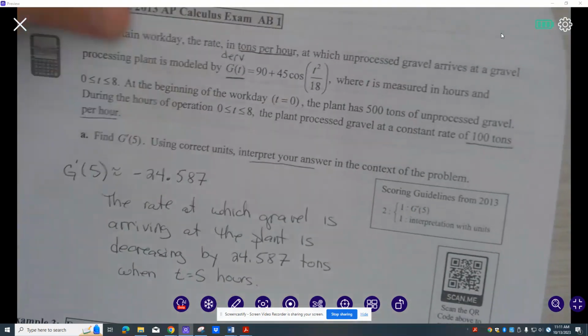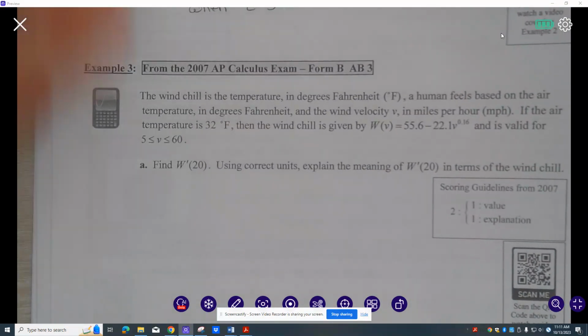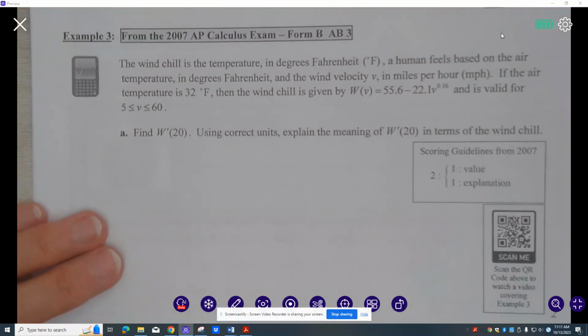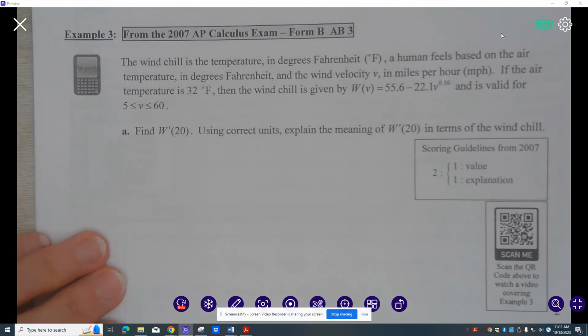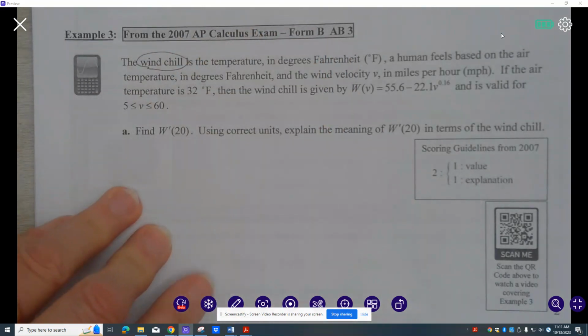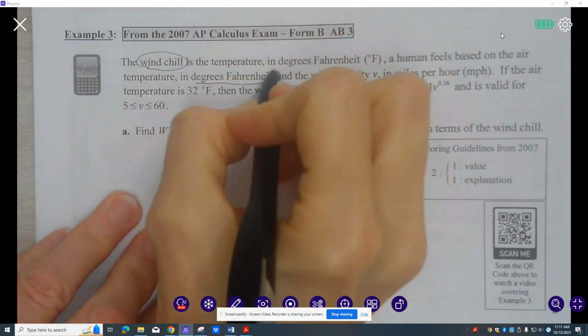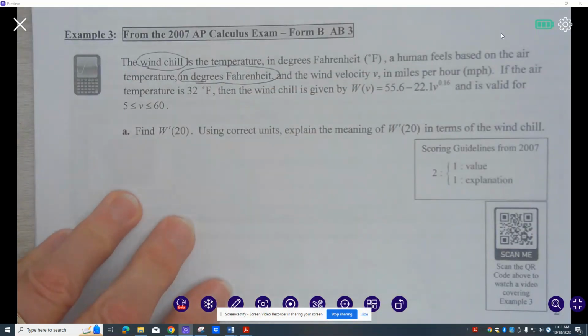I think we only have one more. So let's do one more. Also from a previous AP question. So this is all just about interpreting correctly. So the wind chill, that seems nounish to me. The wind chill is the temperature in degrees Fahrenheit a human feels based on the air temperature in degrees Fahrenheit. So that's thinking that's going to be my units.